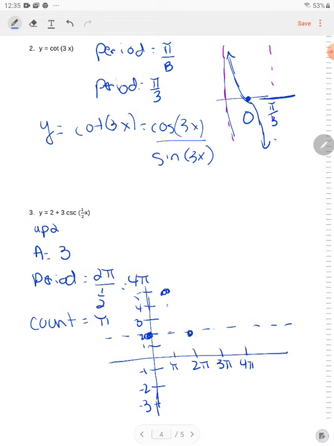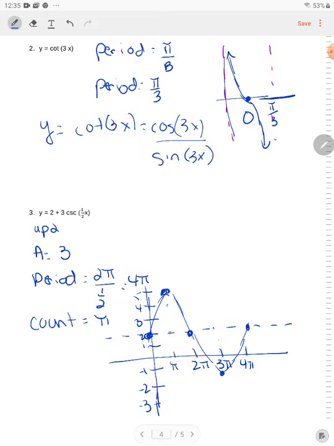Then from here, down 3. 1, 2, 3. And then back to 0. So now remember, this is the sine graph. It would look like this. Notice your period is 4 pi minus 0. I'm looking at the x values, which is 4 pi, and that confirms it.